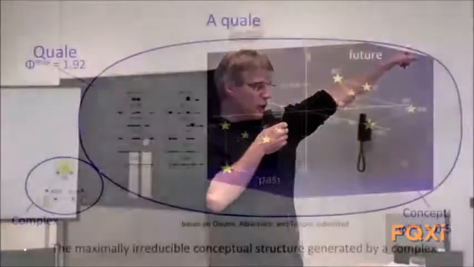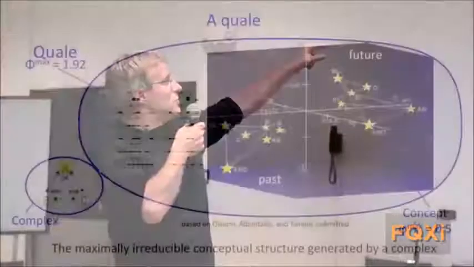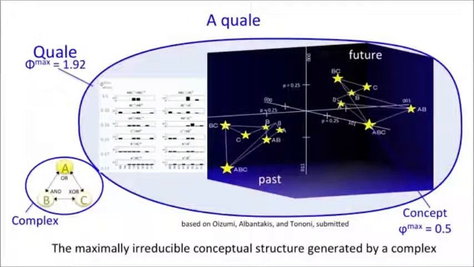And the right side just plots those cause-effect repertoires, those distributions, into a space that we call Qualia space, where each axis is a possible state of the system in the past and in the future, and each star is one of these irreducible cause-effect repertoires, which we call concepts. And the size of the star is how irreducible the concept is, measured by the value of small phi max, 0.5 in this case, from one particular star. It says, if this, then that, essentially within that system. And big phi, 1.92, is how irreducible the entire conceptual structure is.